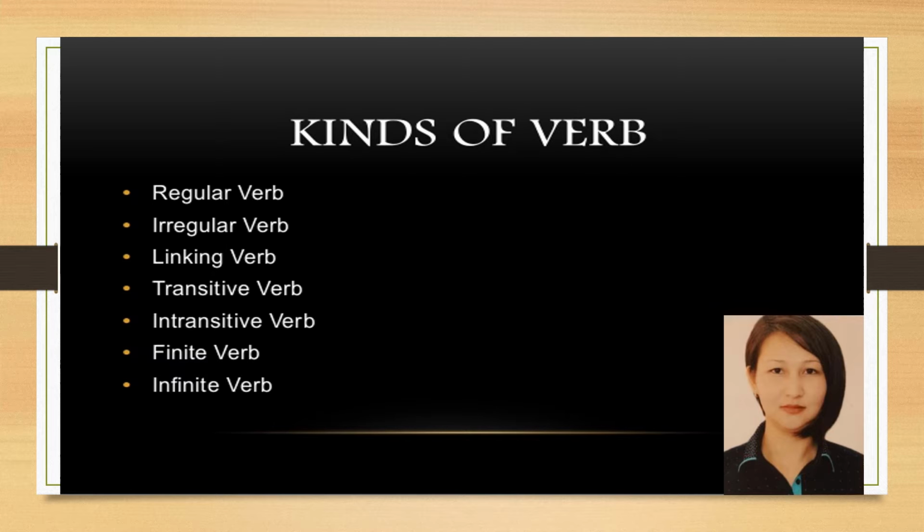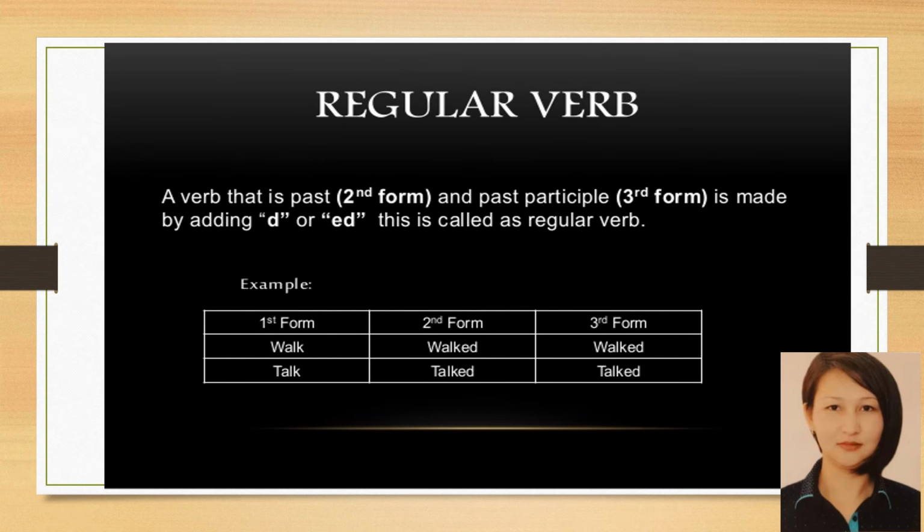Kinds of verb. Regular verb, irregular verb, linking verb, transitive verb, intransitive verb, finite verb, infinite verb. Regular verb. A verb whose past second form and past participle third form is made by adding d or ed is called a regular verb. For example, walk, walk, walked; talk, talk, talked.